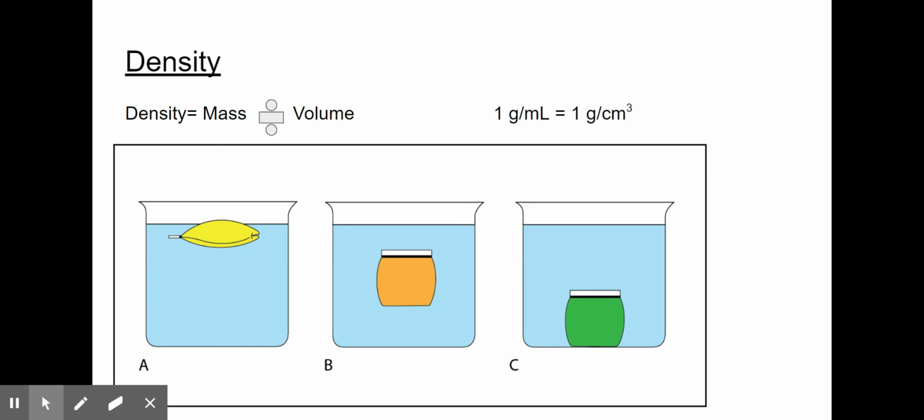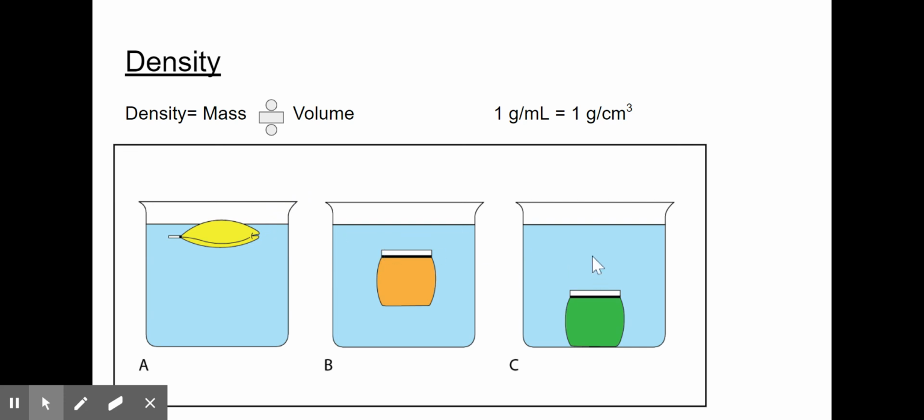There are two different labels. We talked about the difference in labels for volume. Well, there are two different labels for density depending on what the volume was measured in. We can divide grams per milliliter, or we can divide grams per centimeter cubed, again depending on what the volume was measured in. And again, they are equal to each other. Doesn't matter which label you use, they are just going to be labeled differently.